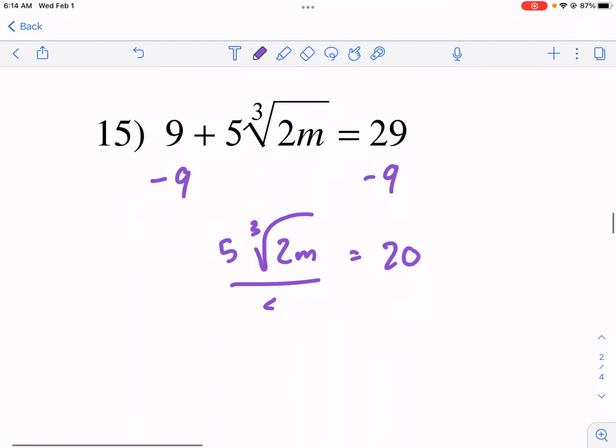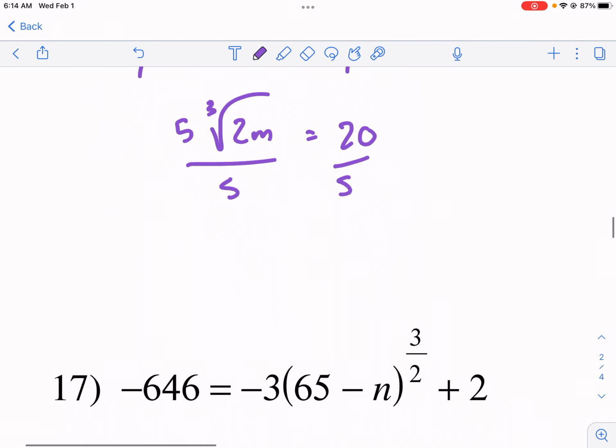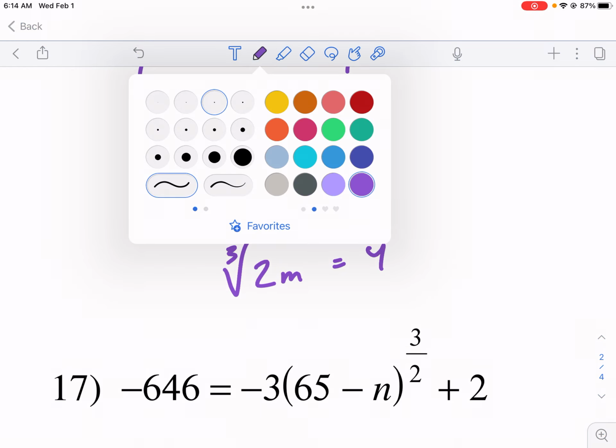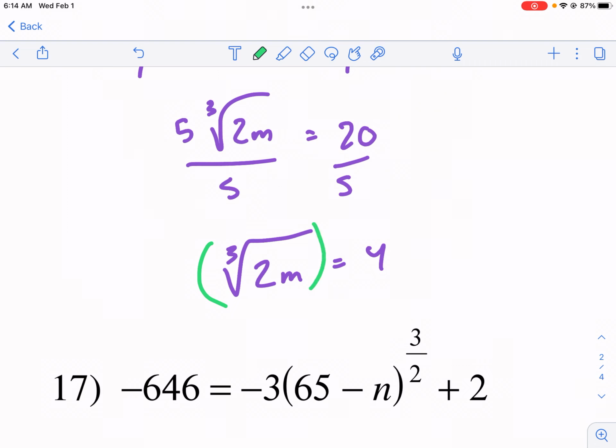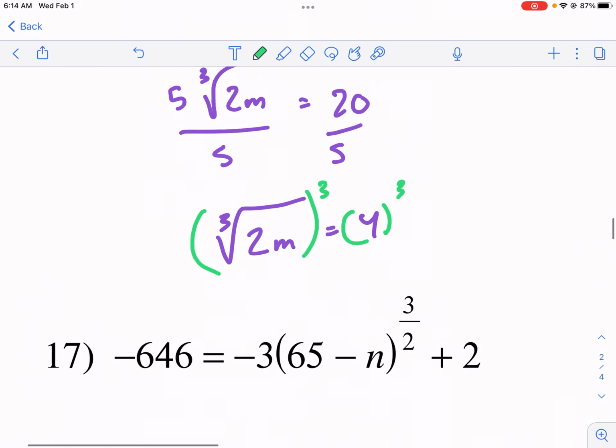Okay, still not by itself. I'm going to divide by 5, trying to get the variable by itself. I get cube root 2m equals 4. Now, from here, if you want to undo a cube root, just like it would be if it was 1/3, you're going to raise it to the 3rd power. So raise it to the 3rd power. It gets rid of the cube root. I get 2m equals, I think that's 64. Divide by 2, and I get m equals 32.